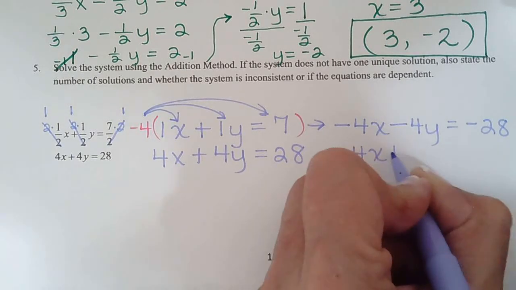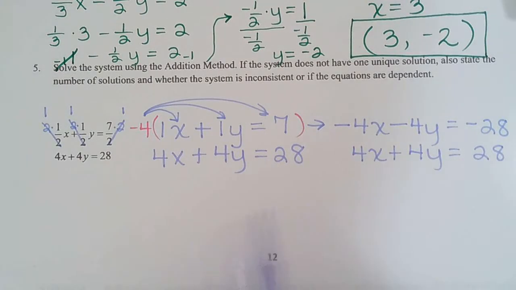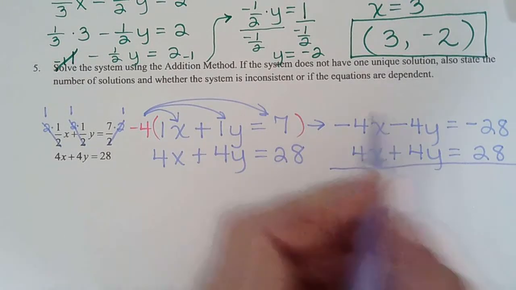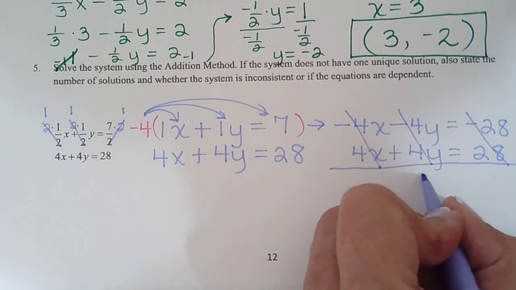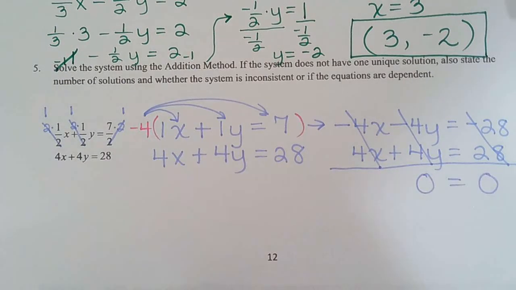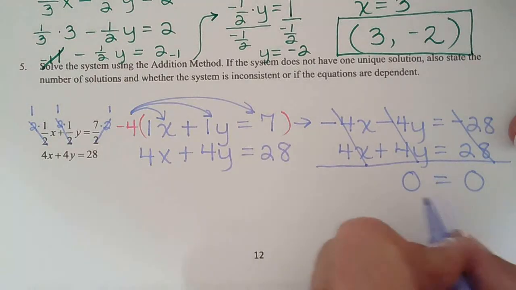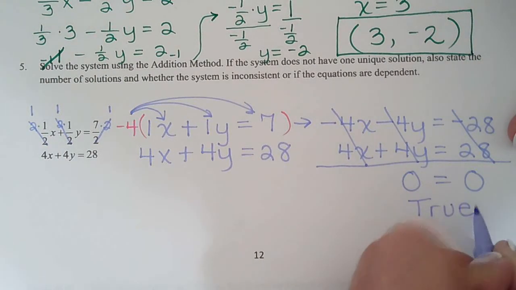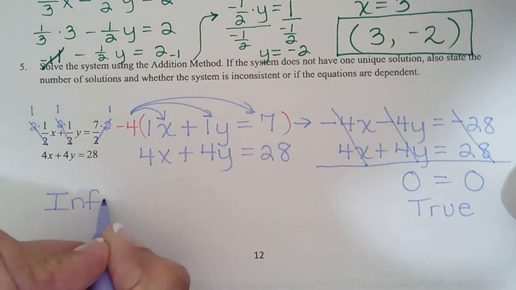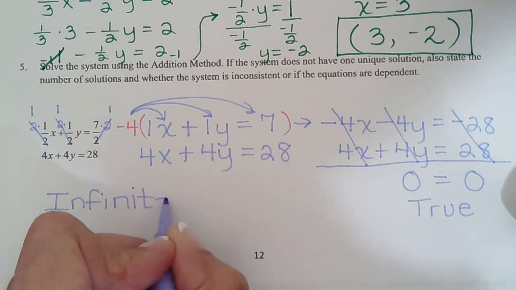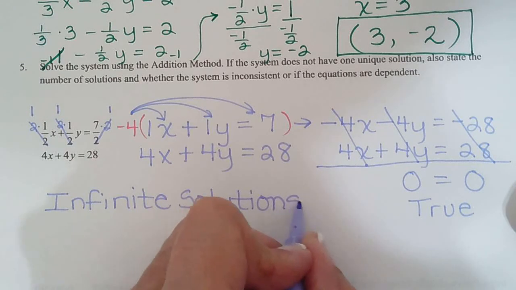And what do you notice? Look at that. Whoa, we've never seen one like that, have we? Gone, gone, gone. So if everything's gone, that means we have 0 equals 0. So, true or false? It's true, right? So guess what that means? Infinite solutions. And remember, infinite solutions means one line lies right on top of the other line.